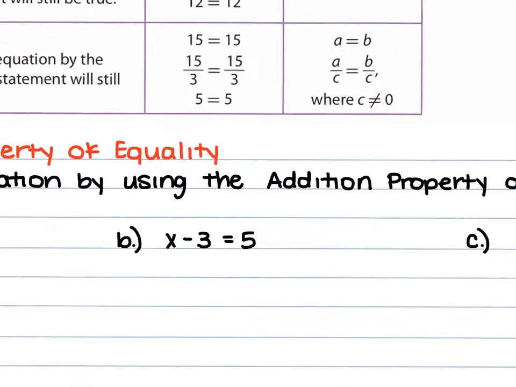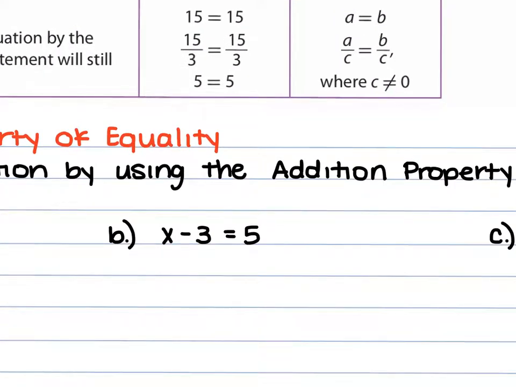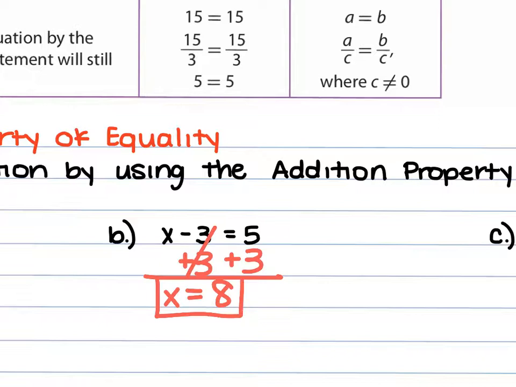If we look at b, we have x minus 3 is equal to 5. So again, we want to get x by itself. We're going to add 3 to both sides and get that x is equal to 8. Whatever you're not working with, you want to remember to bring it down. Sometimes you're going to be working with these equations, and they're going to be more than one step.